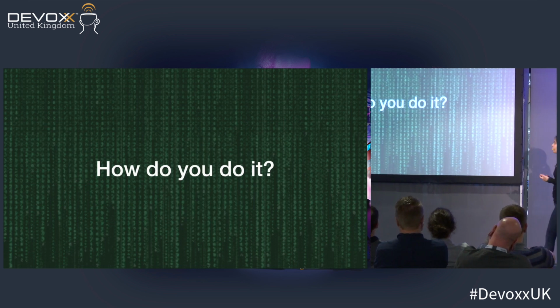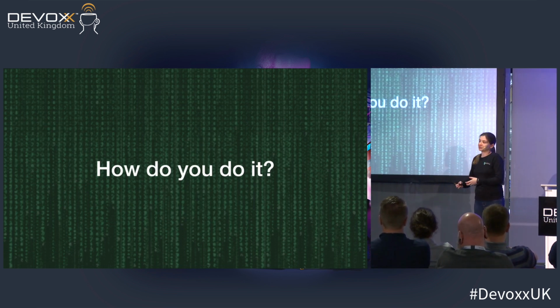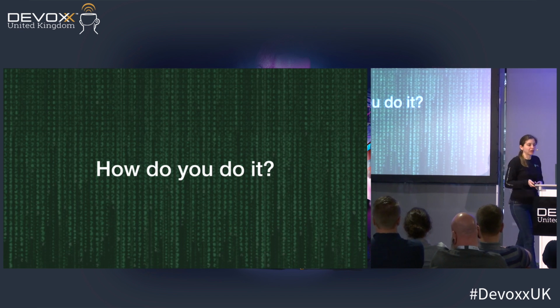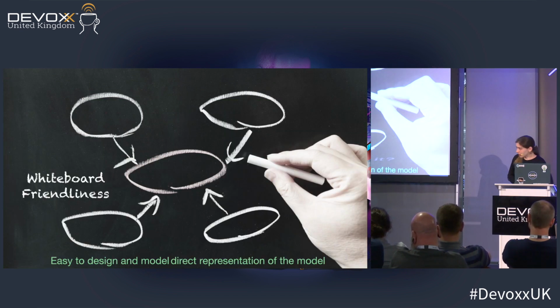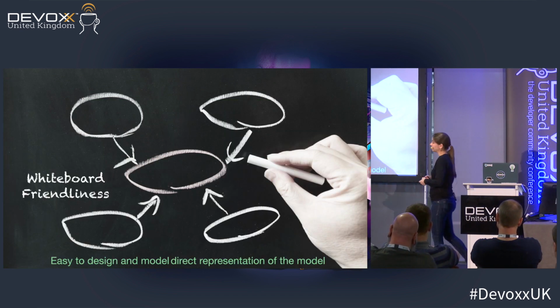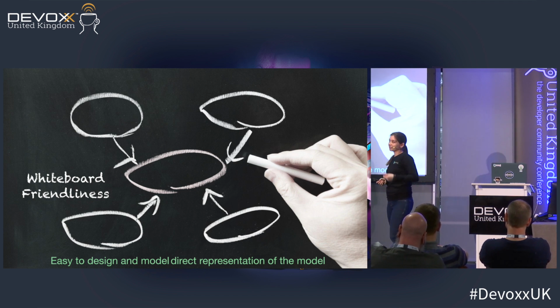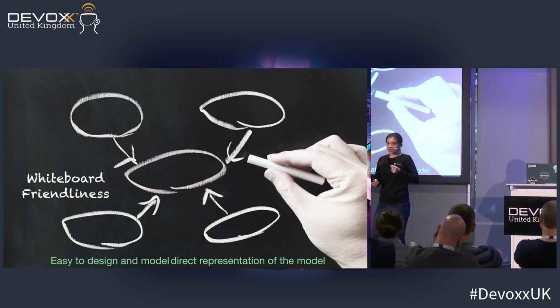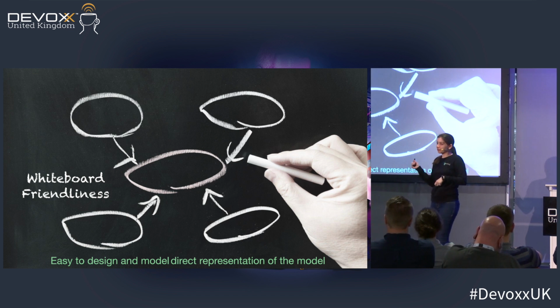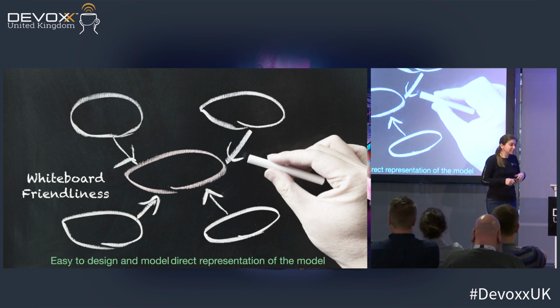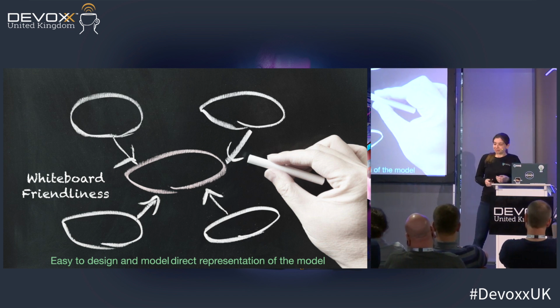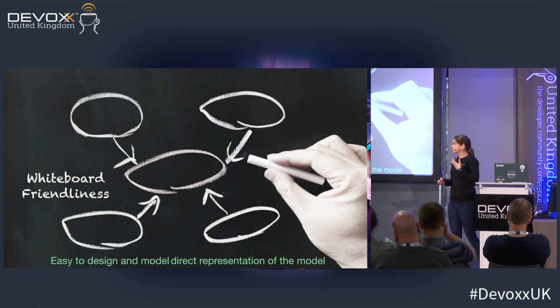So how do we actually go about using something like a graph database? We've got to see the value of it possibly. We kind of see the structure of it. With Neo4j specifically, we use the property graph data model. There's a couple of other graph data models out there, but property graph is one of the big ones. And it's known for being whiteboard friendly. Basically, all this means is that it's easy to design and model with a direct representation of it.